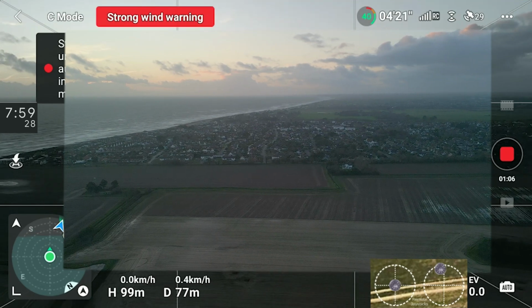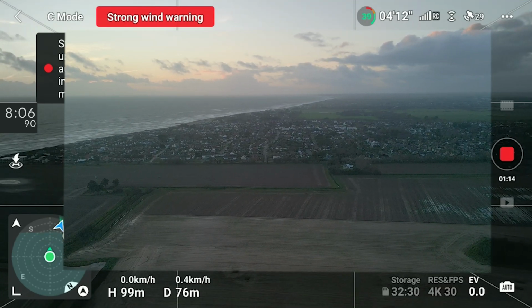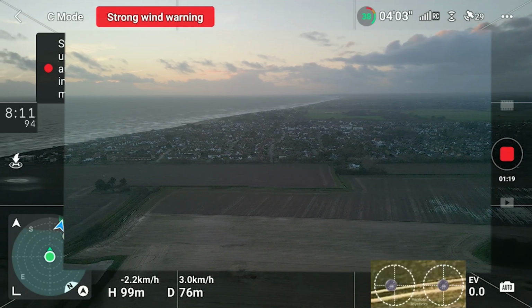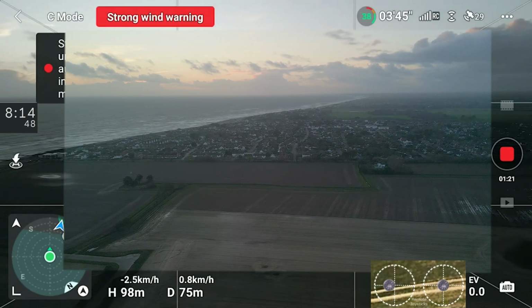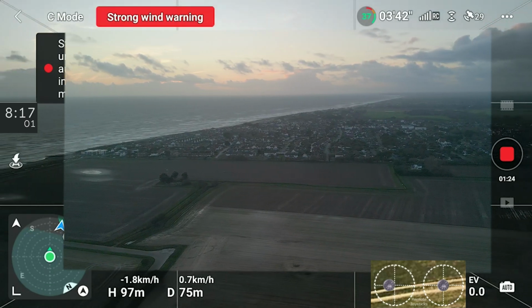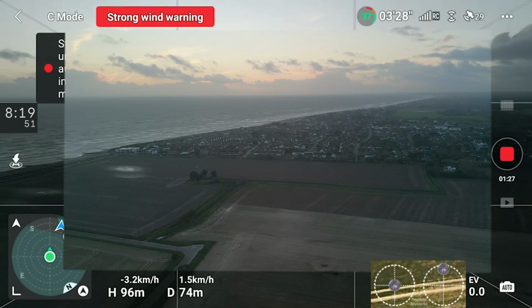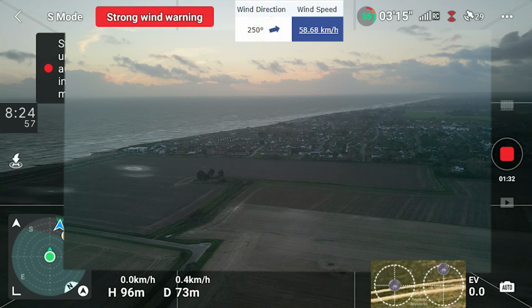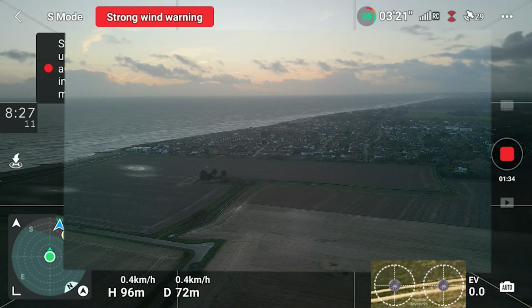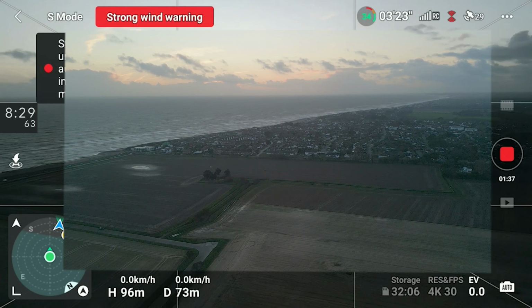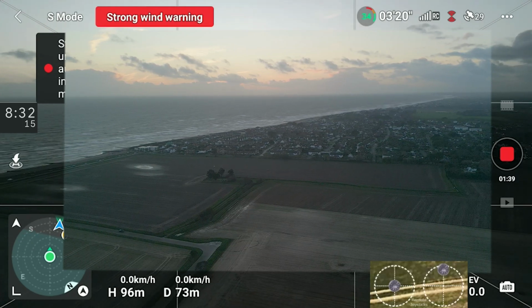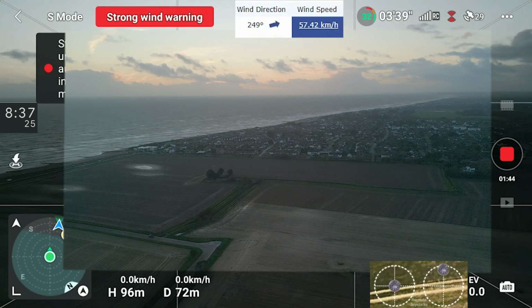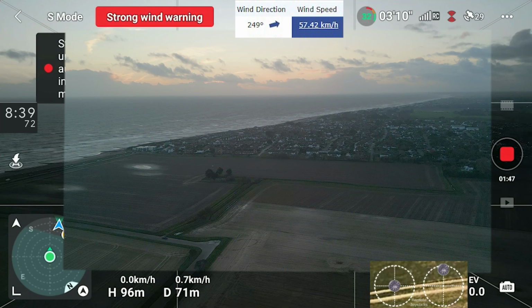Flying in these winds, I'm trying to move the drone a little bit forward. Here we go. It's trying to move into a 58 kilometer an hour wind. If anything, it's going slightly backwards. It's not really making any forward movement in sports mode, so it's literally at the limit of what the drone can do in this kind of wind.